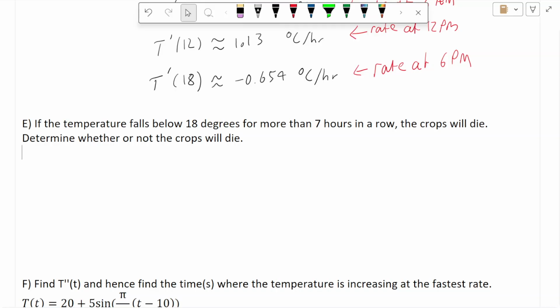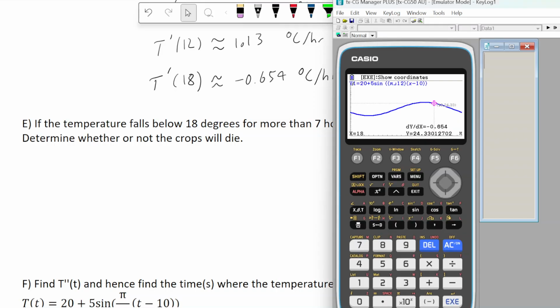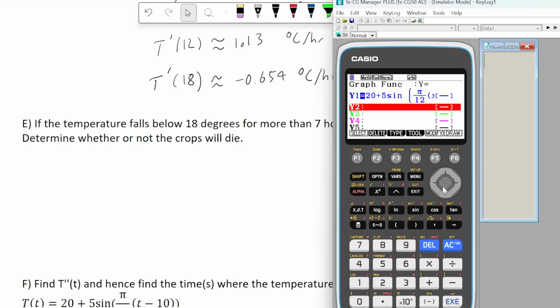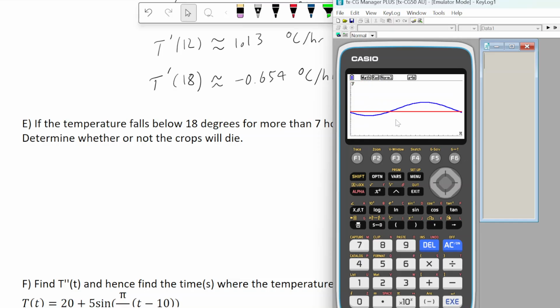Okay, if the temperature falls below 18 degrees Celsius for more than 7 hours in a row, the crops will die. Determine whether or not the crops will die. So 18 degrees Celsius for more than 7 hours. There's a couple ways to do this. So one way is to graph a line at 18 and then sort of look at when it's below that red line. The other way is to use xcal.